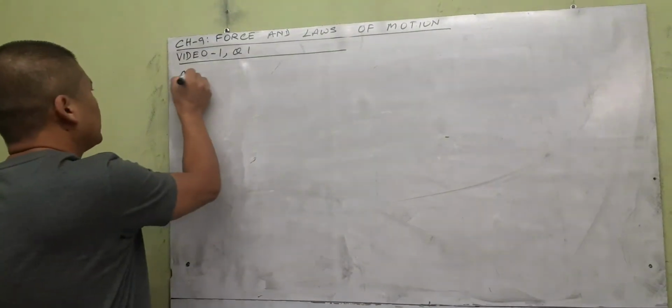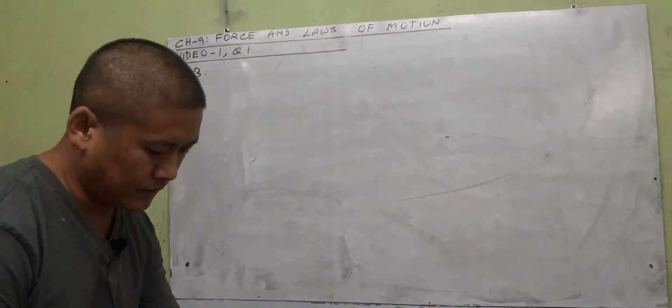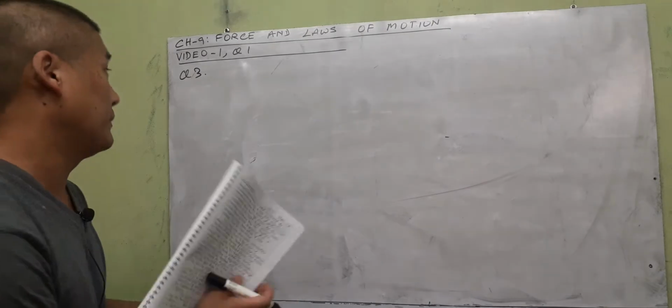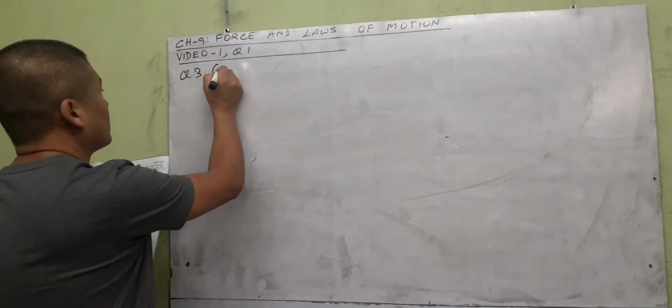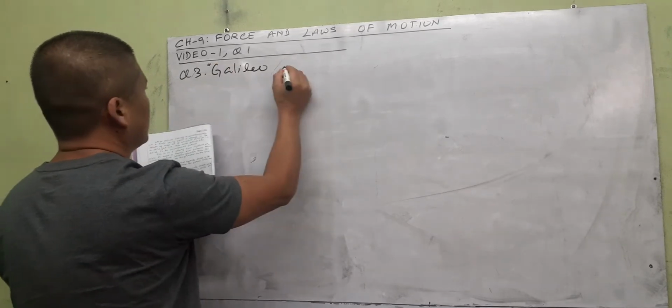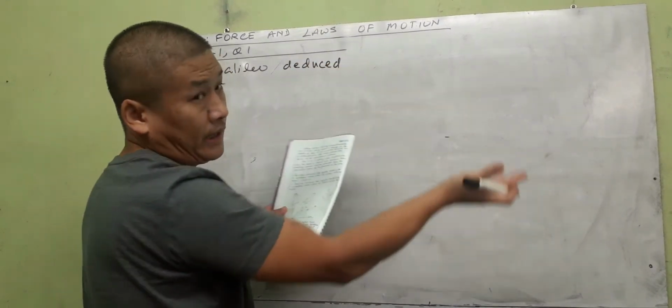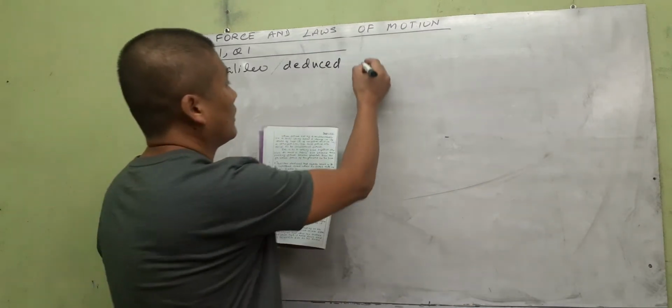Question number 3. Write it down on your tuition note. Galileo deduced that objects move with a constant speed when no force acts on them. Explain with an example. Okay. Write it down. Galileo is a scientist. Deduced means, the word deduced means found out. Found out by experiments is called deduced.